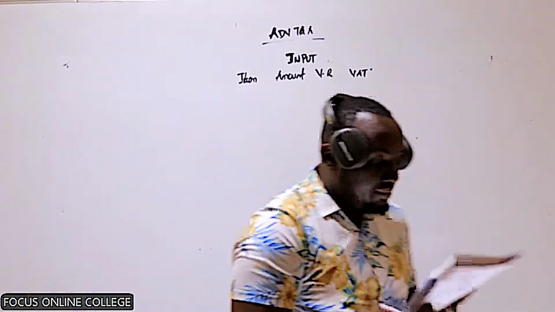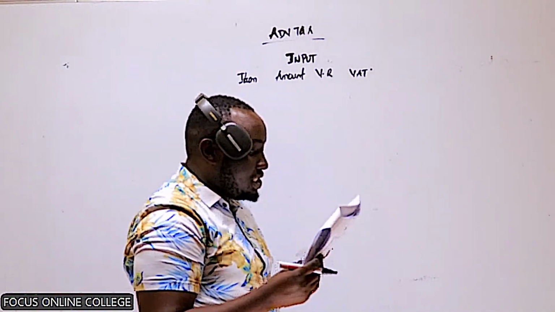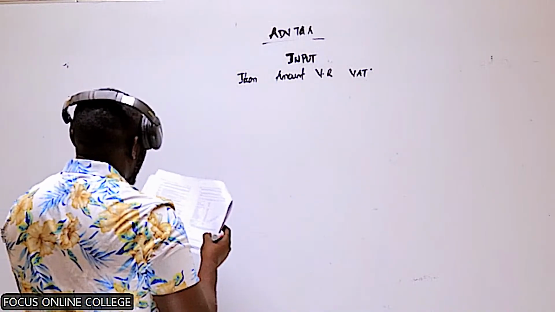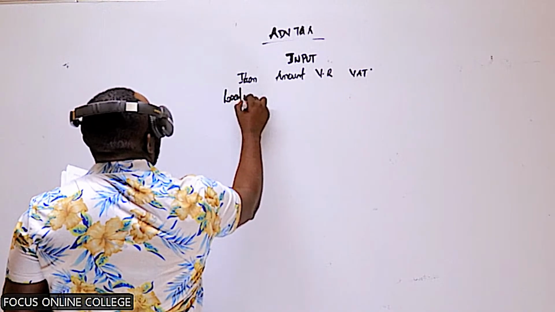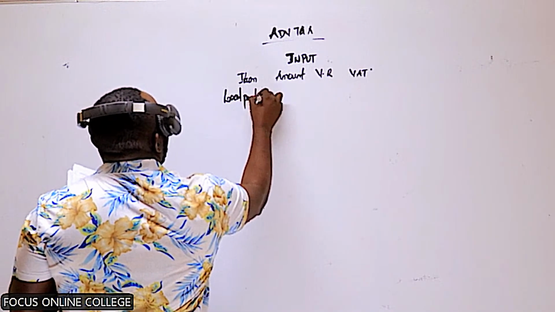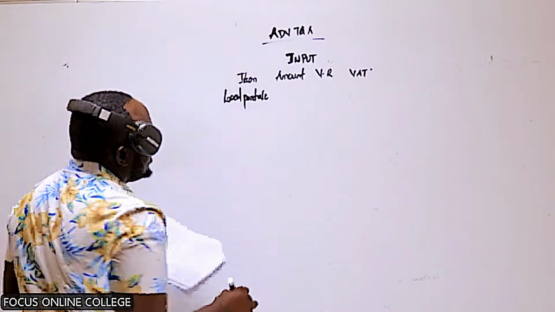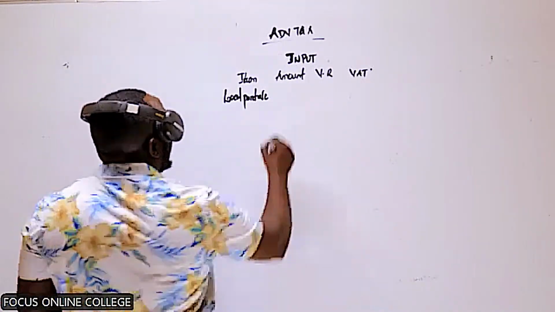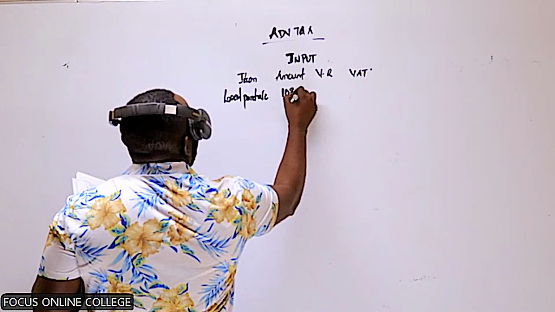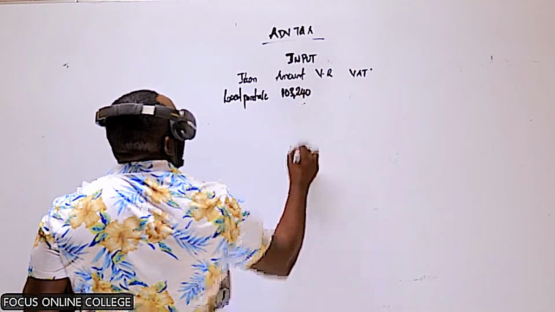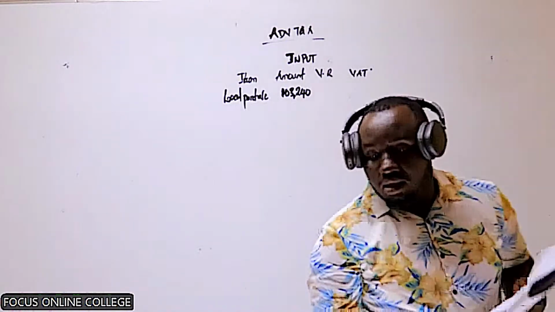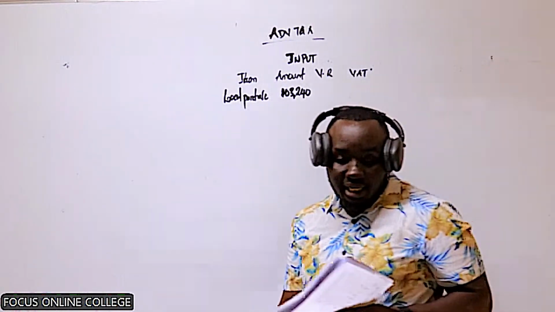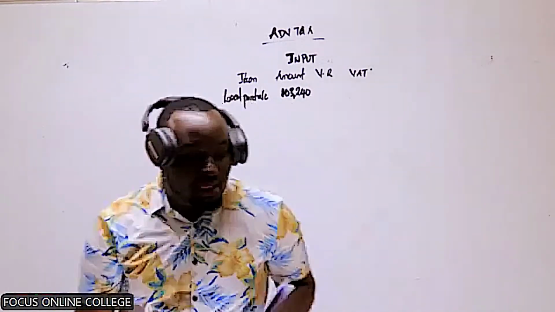So the first one on the input, we say purchases. We have local purchase. What is the figure for the local purchase? The figure is 103,240. Which rate are we using, and why are we going to apply that rate?